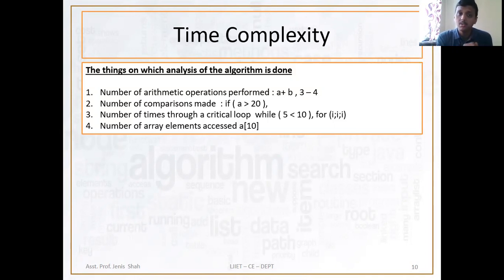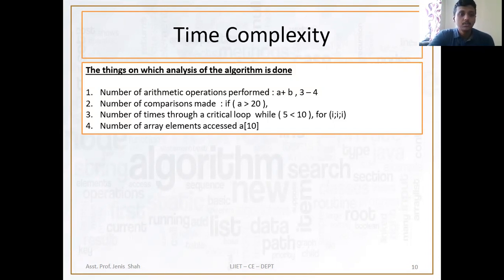But what about the time complexity? Time complexity means the amount of time taken by an algorithm. So the amount of time taken by an algorithm for the execution is known as time complexity. In our last lecture, I gave you one example of time complexity, but before that, I told you about the things which the analysis of an algorithm depends on.